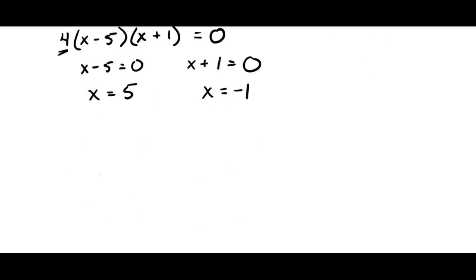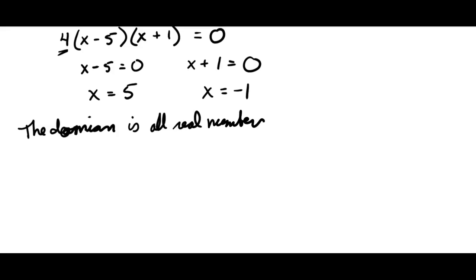So your textbook says the domain is all real numbers. This is the long way to write it out, except x cannot be 5, and x cannot be negative 1. So they write all that out.